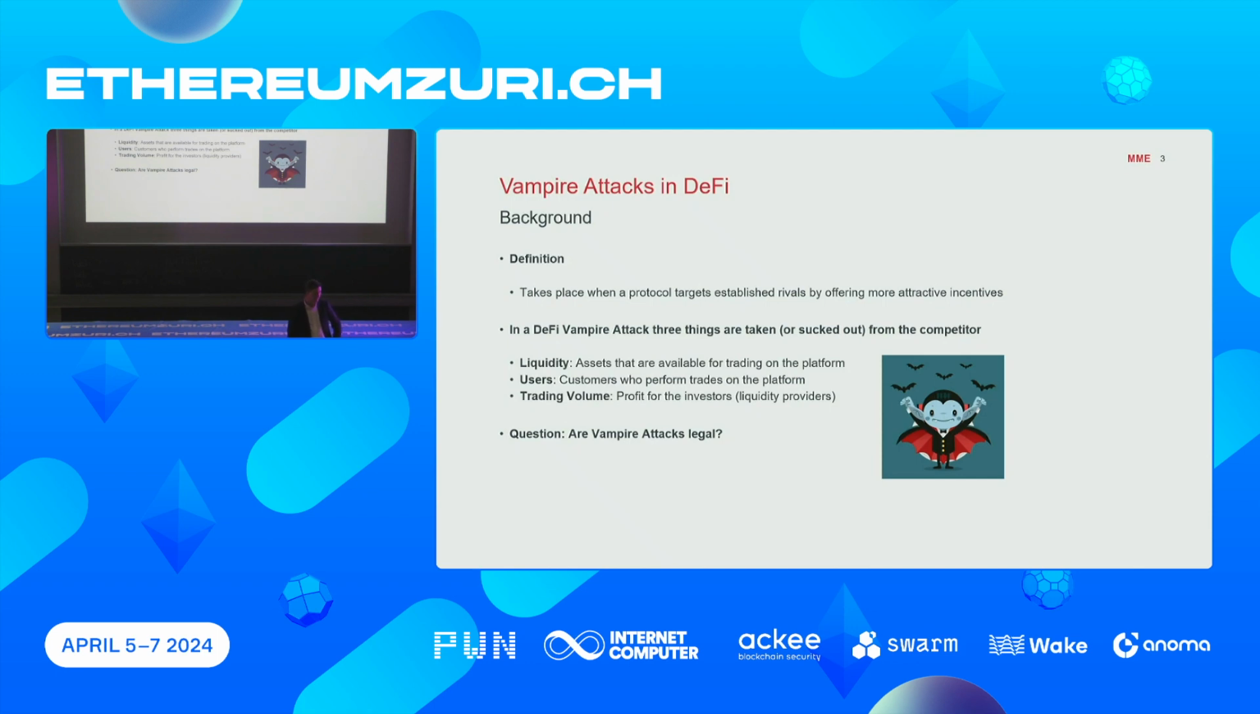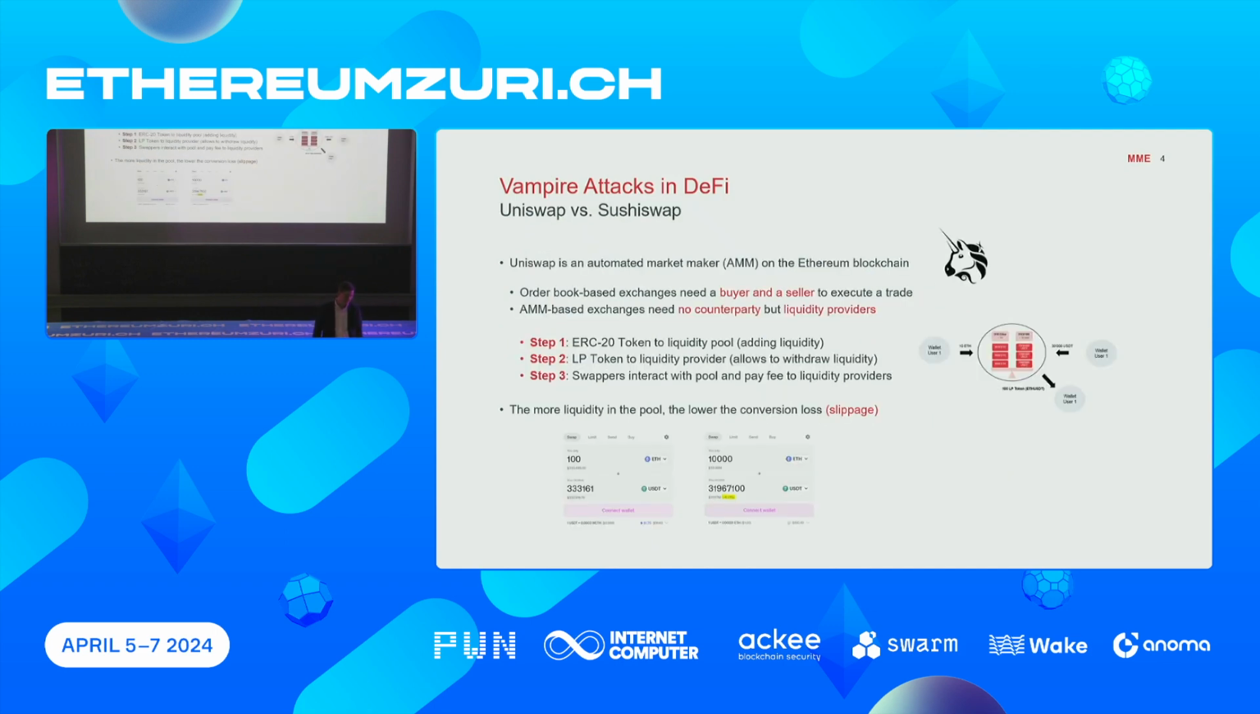Now, more interesting than that is what's actually happening in a vampire attack. In DeFi, when you talk about a vampire attack, there are three things that are targeted. The first thing is it takes away the liquidity of the protocol. The second thing is it takes away its users. And the third thing is that it takes away the trading volume and therefore the profit of the investors. Towards the end of the presentation, we're going to look at the question of whether vampire attacks are actually legal, and you should be able to answer that question by then. But to answer it, it should be helpful to look at an example of a vampire attack.